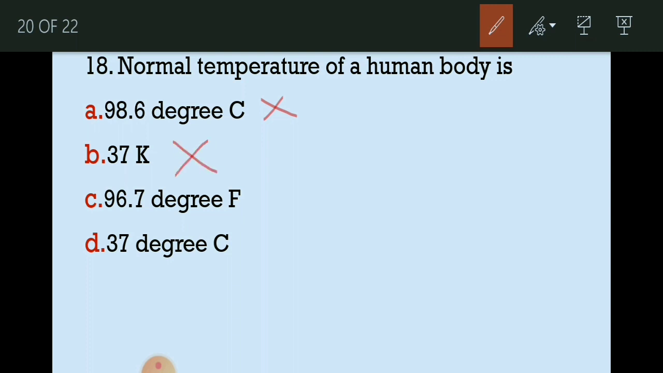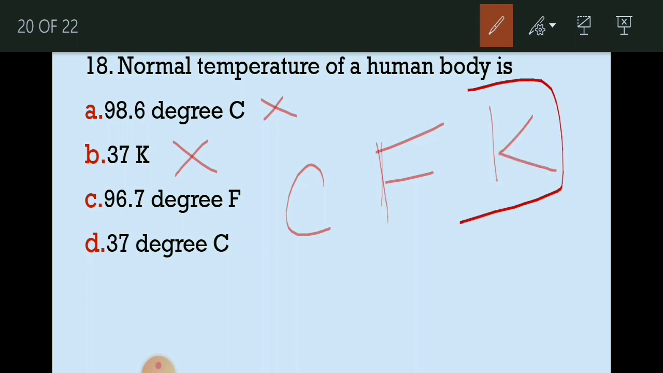Actually, we can measure temperature with the help of three units, that is Celsius, Fahrenheit and Kelvin. Out of these three units, Kelvin is the SI unit of temperature. Okay, this one you have to remember. Now let's check option C. Option C is given as 96.7 degrees Fahrenheit. Now this is also a wrong option.